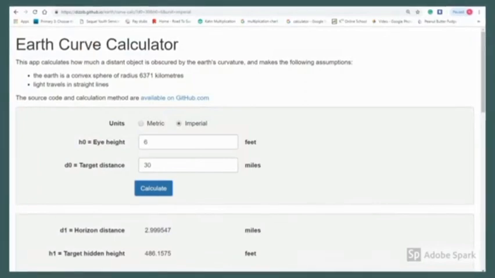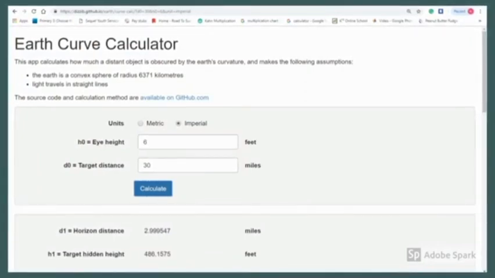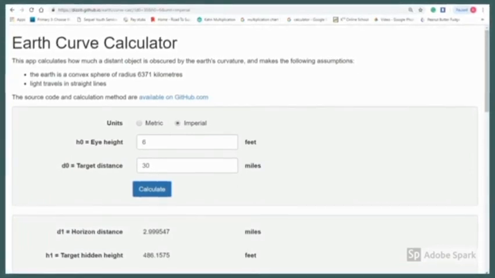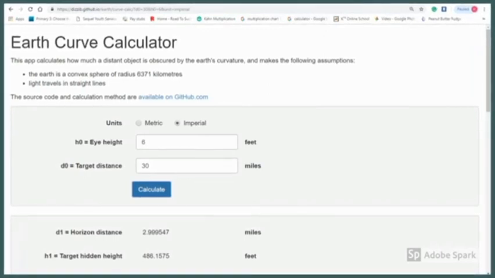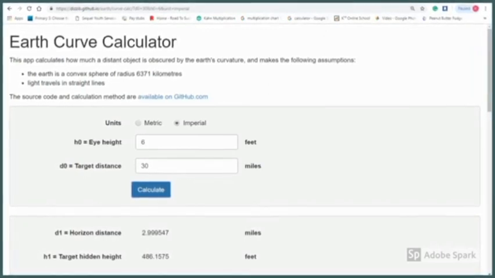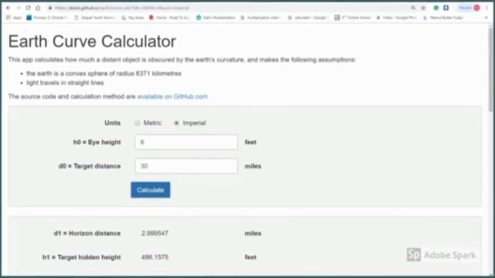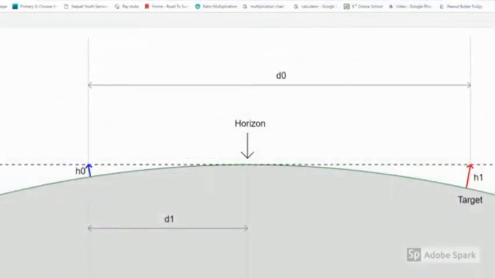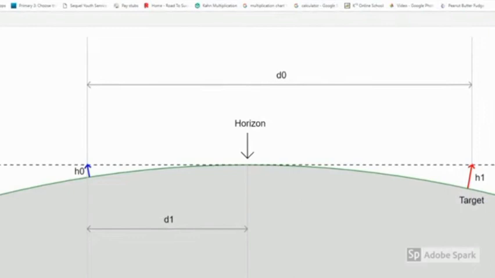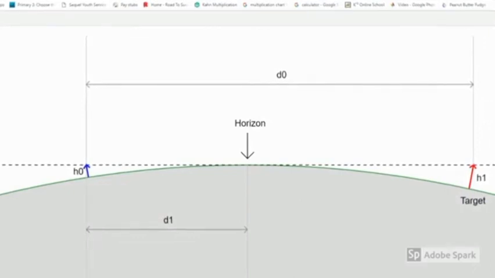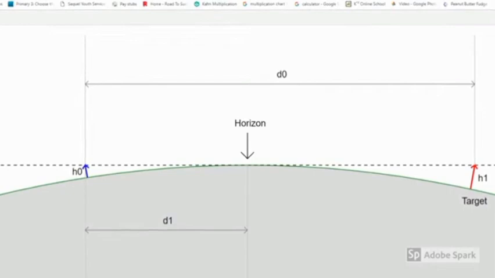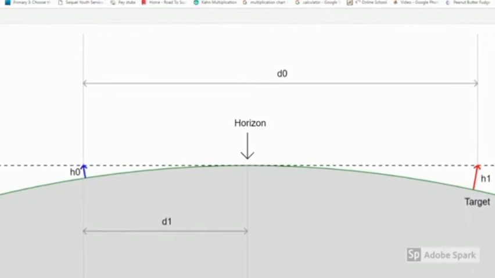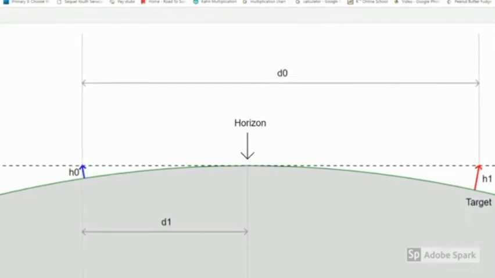So, this is the Earth Curvature Calculator, and what you do here is type in your eye height and how far away your target is. After pushing calculate, it then tells you how far away your horizon is and how much of your target gets covered by the curvature of the Earth. Here is the diagram it shows. The dotted line represents your line of vision. The blue arrow represents your eye height, and the red arrow shows you how much of your target gets covered by the curvature of the Earth.